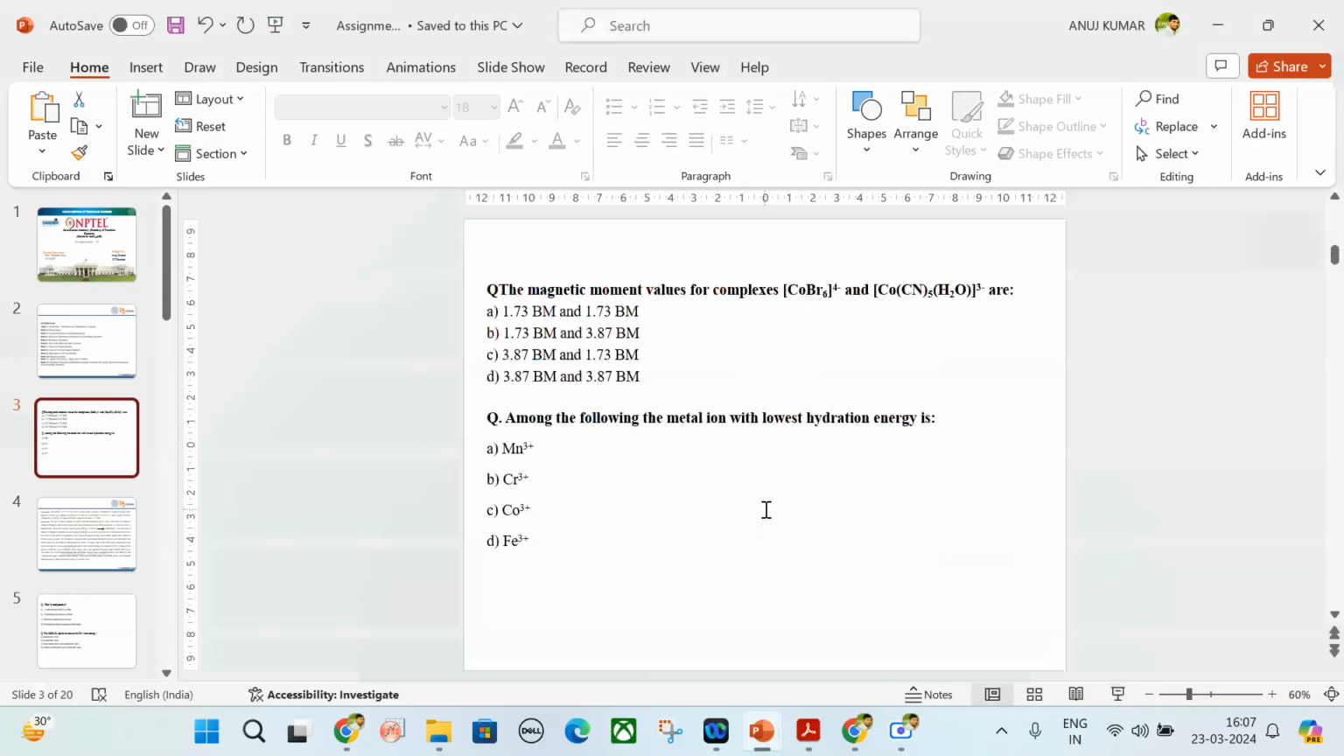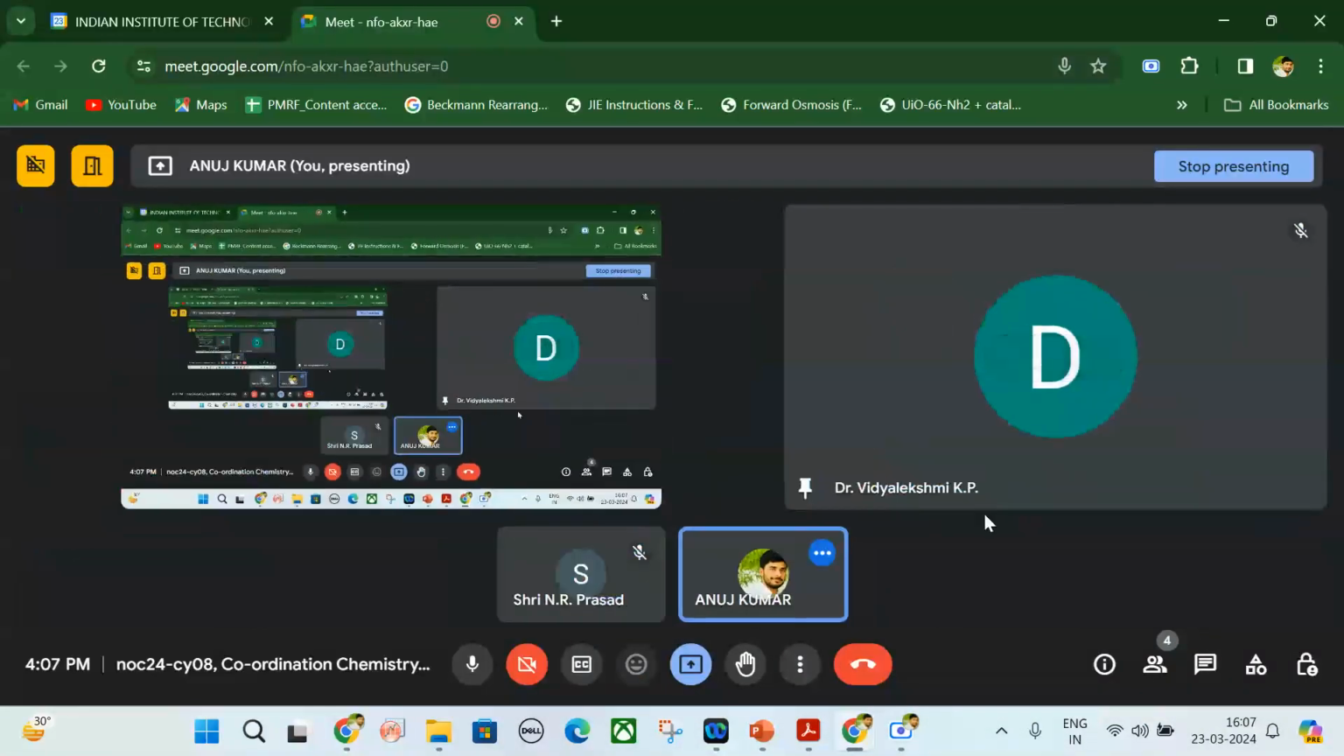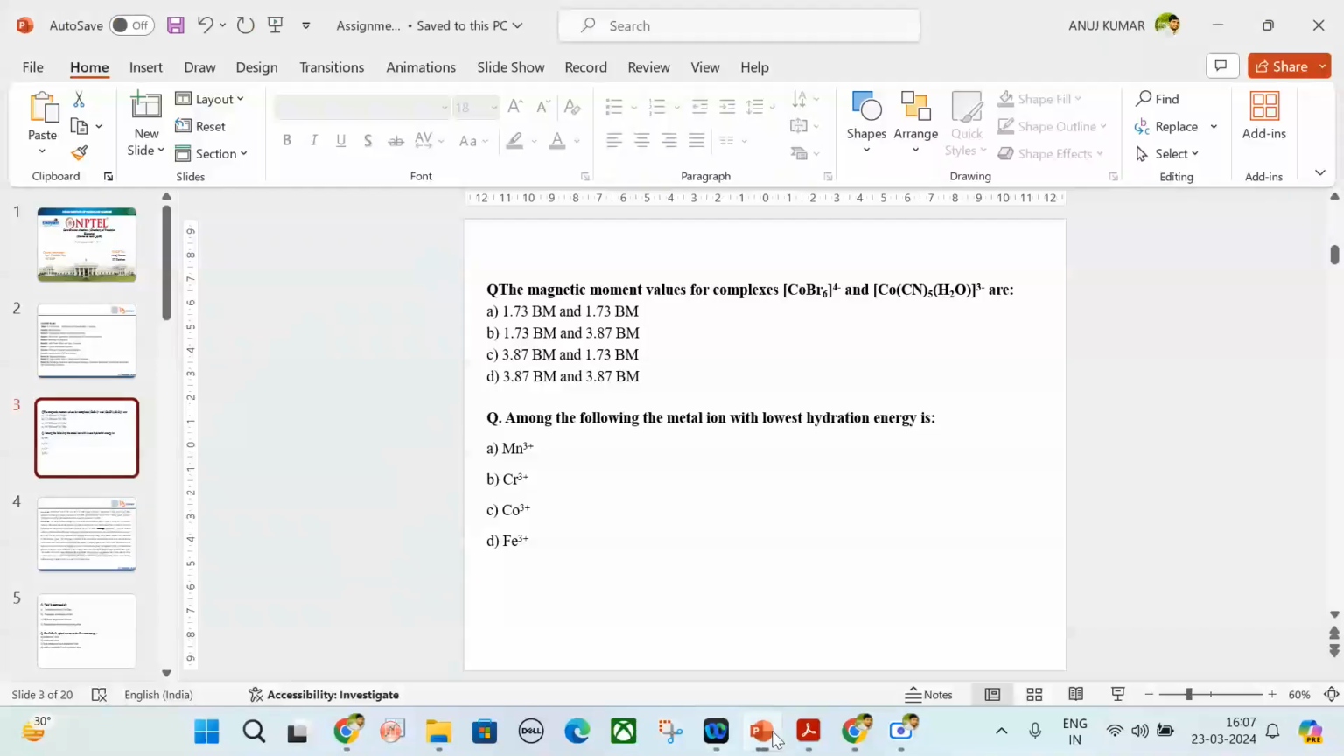In the first question, you can see there are two complexes. Okay, so in the first one, there are two complexes. The first one has a weak ligand, and the second one has a strong ligand, the other is the weak ligand. Okay, so you just have to identify the electronic configuration and calculate the magnetic moment using the formula and let me know, please.